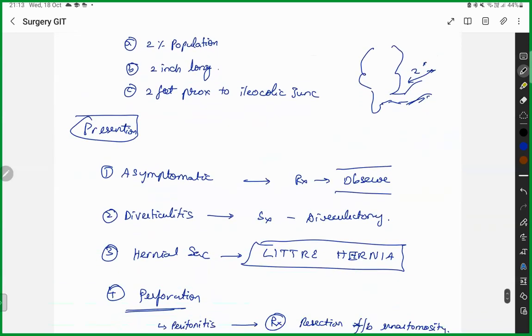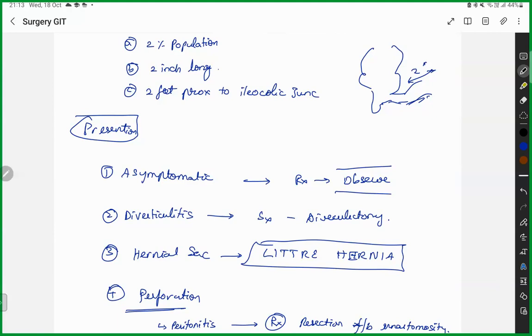Now coming towards presentation, how it is going to be presented in your exam. Number 1, asymptomatic. If it is asymptomatic, treatment is nil. You don't want to do anything, you're just going to observe. If it is presenting as diverticulitis, you're going to cut and do a diverticulectomy. And if it is a hernial sac, this is called Littre's hernia. This we will be discussing when we discuss hernia.